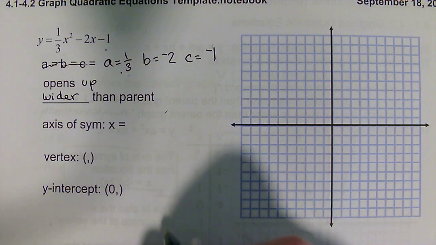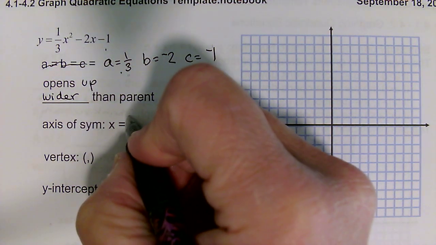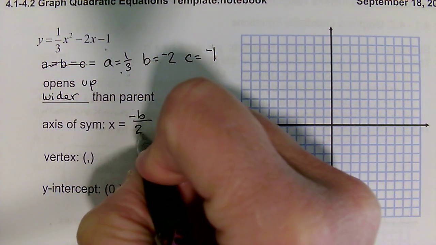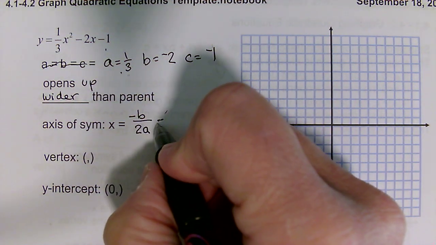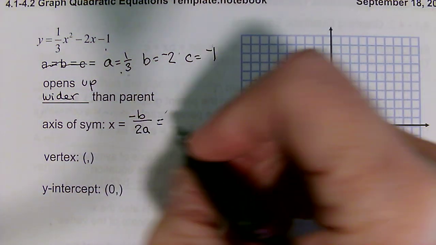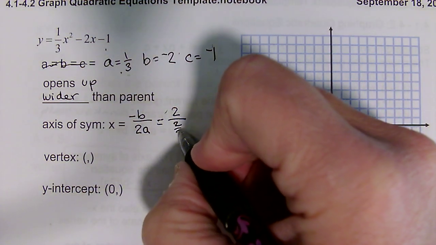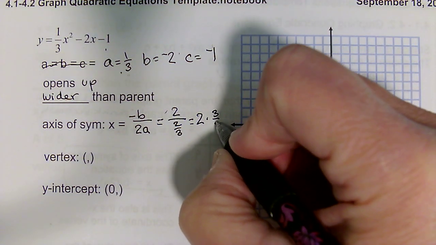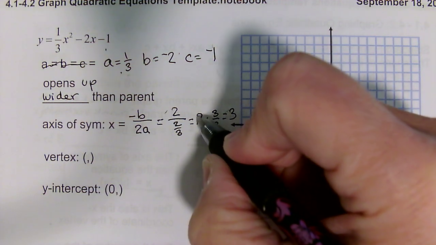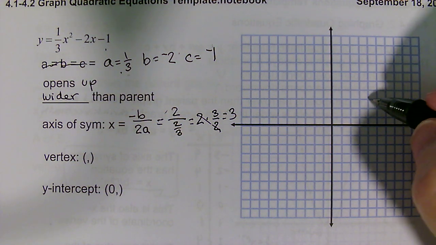The axis of symmetry is a vertical line that divides the parabola into two reflected halves, and if it's in standard form, you can find the value of the x coordinate of where that crosses the x-axis by taking -b over 2a. So if b is -2, -b is +2, and 2a would be 2/3. Well, remember, when you're dividing by a fraction, that's the same as multiplying by its reciprocal. So the 2's would cancel and you get 3. So x equals 3 would be the vertical axis of symmetry.